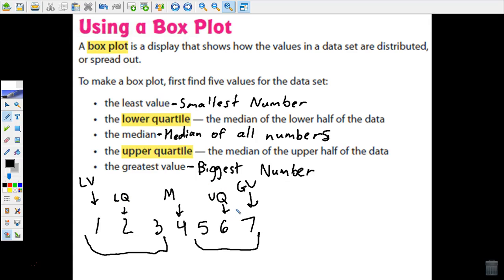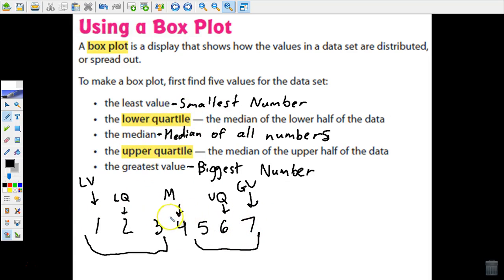That's pretty easy. Okay? Right? Is it easy enough? Looks pretty easy to me, class. So, least value, smallest number. Median, median of all numbers. Greatest value, biggest number. The lower quartile and the upper quartile are the only things that you guys might have a problem with. The lower quartile is the median of the lower half. The upper quartile is the median of the bigger half.